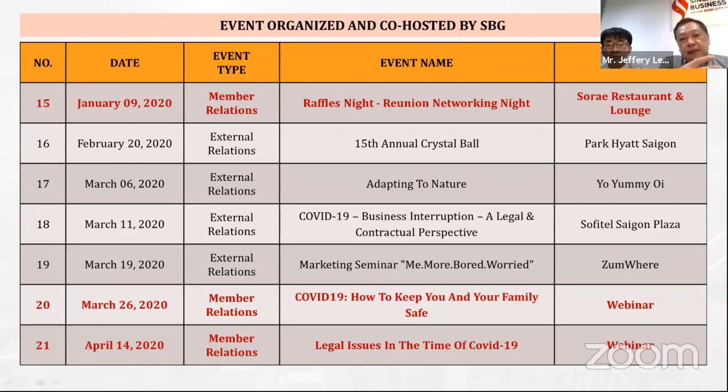events had already superseded what we can do in terms of physical networking. So in terms of the Raffles night, we had a reunion networking night instead of a reunion dinner. So this was a call that we had to do. Because of the COVID situation, we decided not to have a reunion dinner in 2020 before the Tet holidays. So it was a quick decision made, and I think we did the right thing, as the COVID situation had exploded after the Tet holidays.